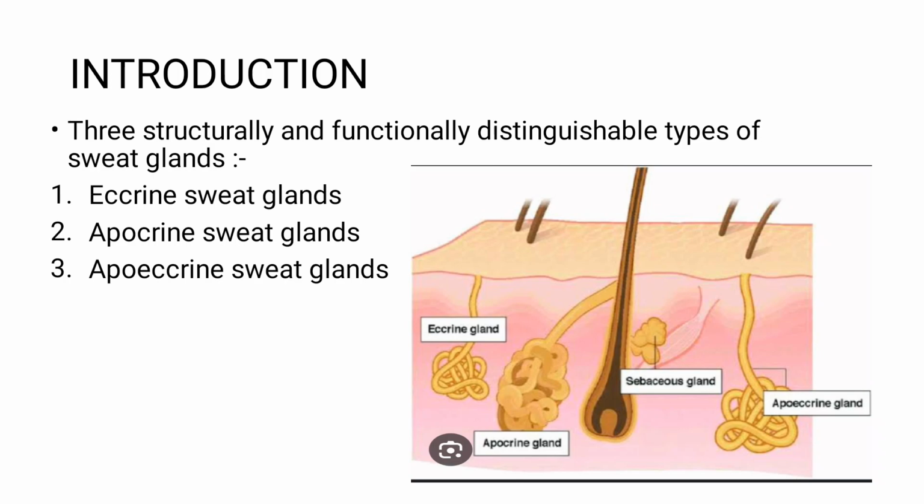The introduction. There are three types of sweat glands, based upon structurally and functionally distinguishable types: eccrine sweat glands, apocrine sweat glands, and sebaceous glands. Picture showing this is eccrine sweat glands, which open directly into the skin, and apocrine glands, which open into the hair follicle, and sebaceous glands, which open into the hair follicle. These are eccrine glands. This opens directly into the skin.